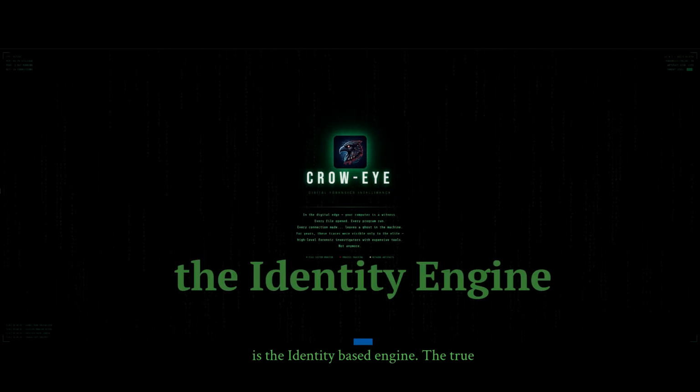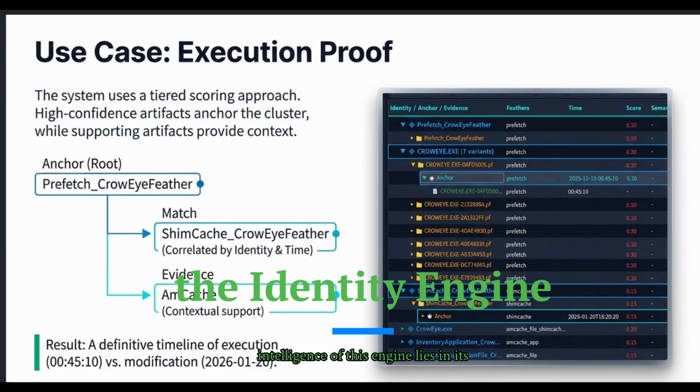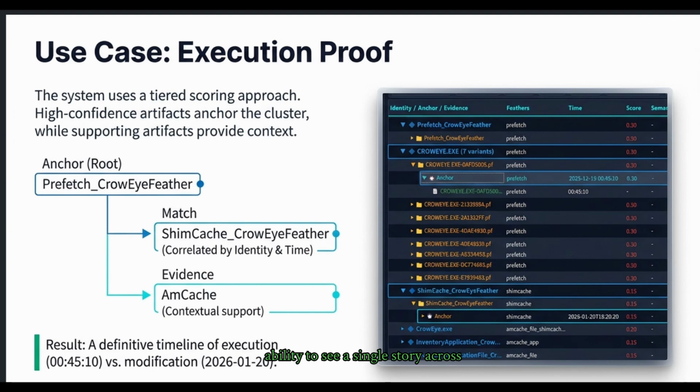Parallel to this is the identity-based engine. The true intelligence of this engine lies in its ability to see a single story across different names and paths. It is smart enough to handle real-world variations, recognizing that entries like Brave and Brave with a numeric suffix are actually the same browser activity. It looks past the surface name to track the entire lifecycle of an entity.